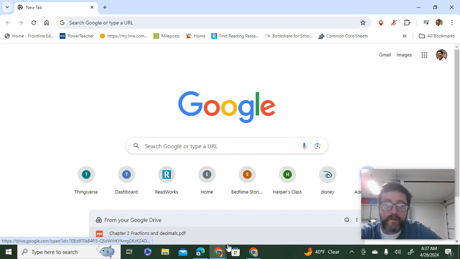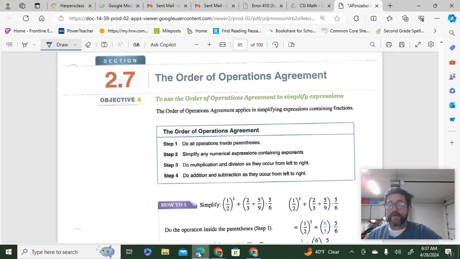Hello again. We are on the final section of chapter 2. So you guys are going to have a lot of work to do in this section. This is talking about the order of operations. We've already studied the order of operations.